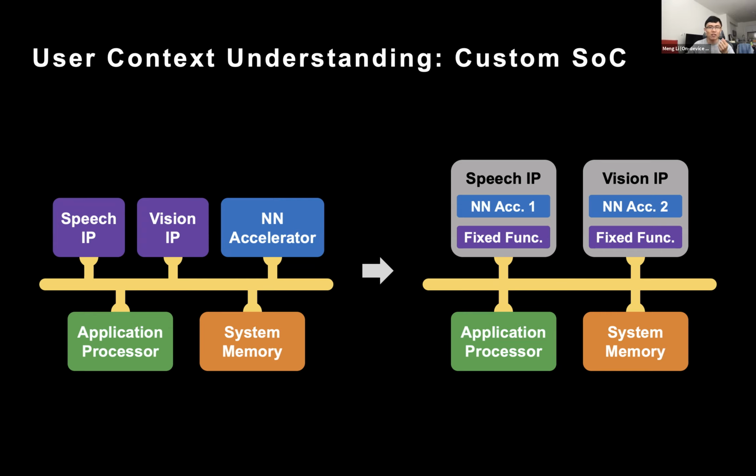And this scheme also helps with resolving the memory bandwidth contention. In the original case, all different IPs need to talk to the neural network accelerator through the system NoC, right? And as we all know, network connections are becoming more and more expensive. With this customized SoC, we can make sure all the data remains local as much as possible inside the IP and significantly reduce the memory bandwidth requirement.